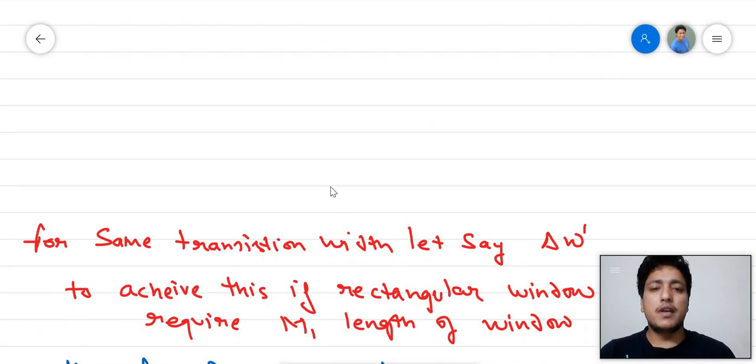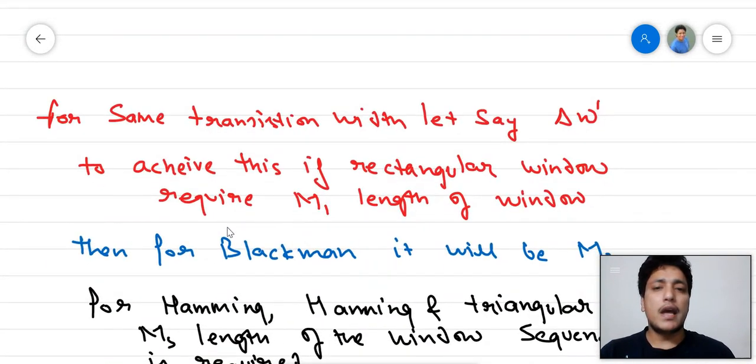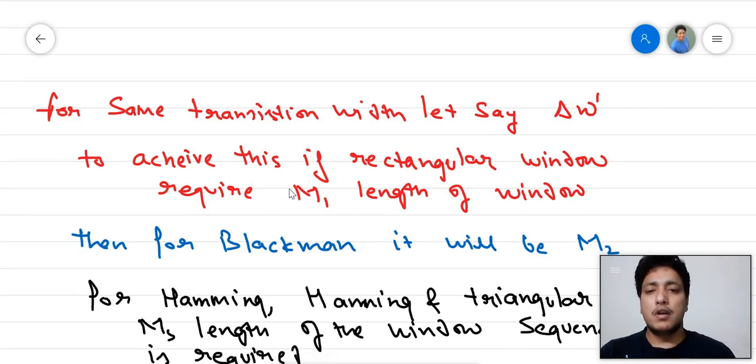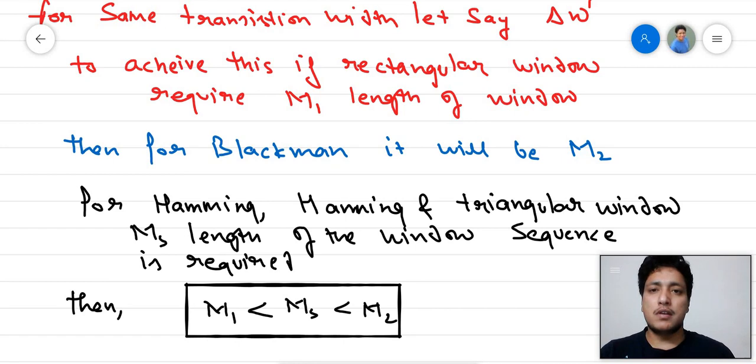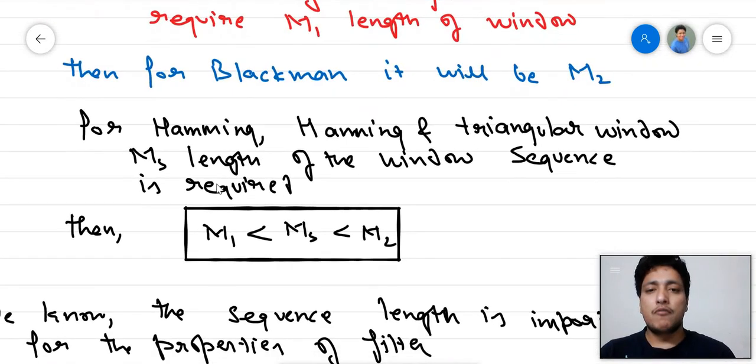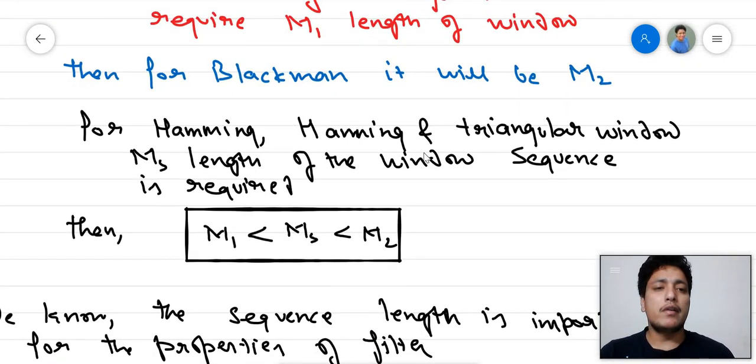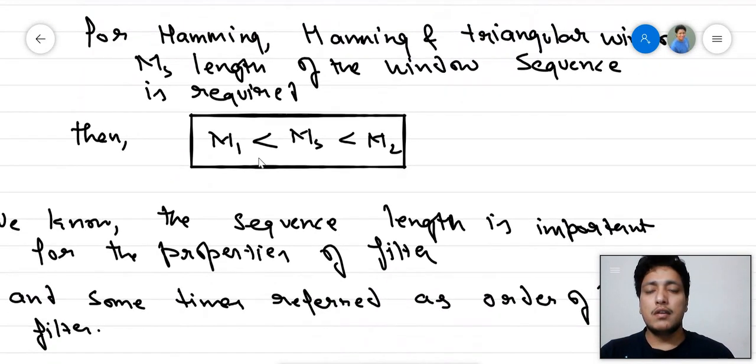for the same transition width, let's say delta omega dash, to achieve this, if a rectangular window is used, then we require M1 length of window. Similarly, for a Blackman window, we require M2 length of window. For Hamming, Hanning and triangular windows, M3 is the length required. Then M1 will be minimum, then M3 and then M2.